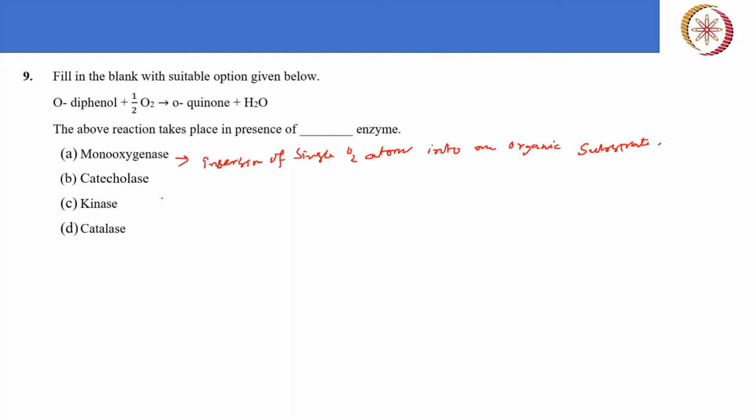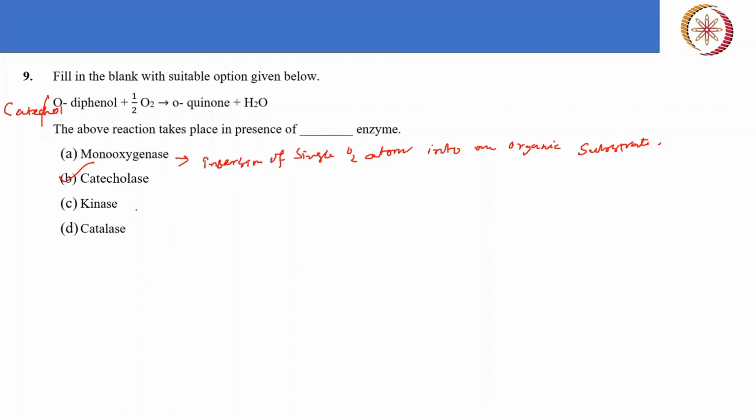And what is the function of catecholase? Catecholase is the enzyme that oxidizes catechol or orthodiphenol to quinone. So the answer is this one. Okay, so this is catechol or orthodiphenol, which can oxidize to orthoquinone in the presence of catecholase enzyme.